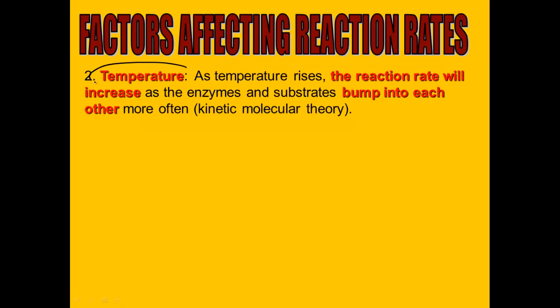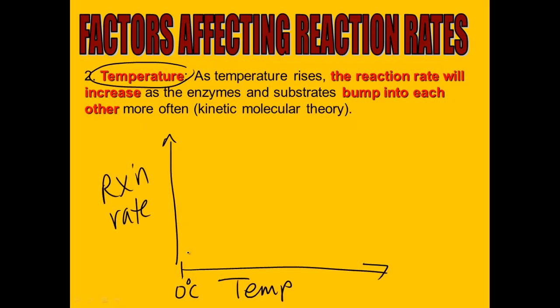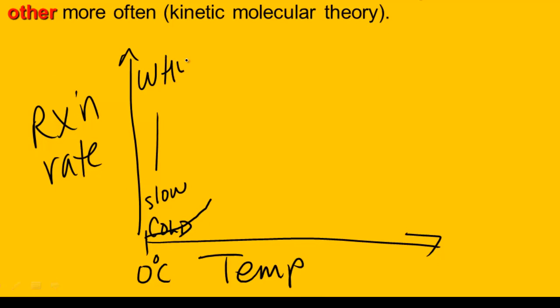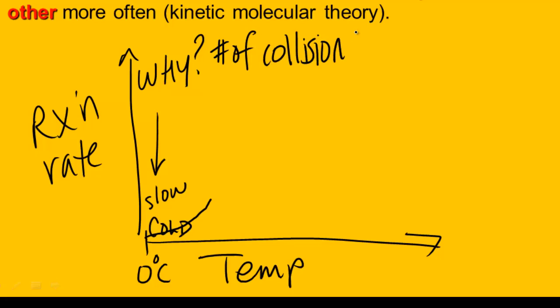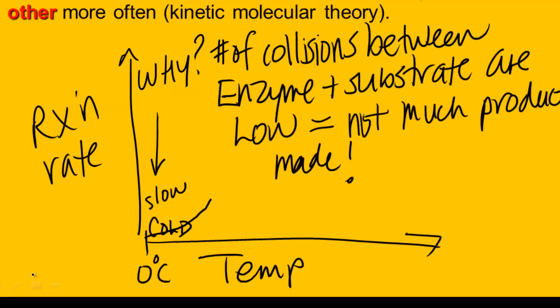The second factor that can affect the reaction rate is temperature. Now, if you have a graph that looks like this, and we start at 0 degrees Celsius, it's really cold. And when it's cold, those substrates and enzymes are not going to be bumping into each other. They're not going to be colliding with each other very quickly. And if they don't collide, if they don't meet up, they're never going to be able to make products. So at 0 degrees, when it's cold, you get a very small amount of products being made. The reaction rate is very slow.